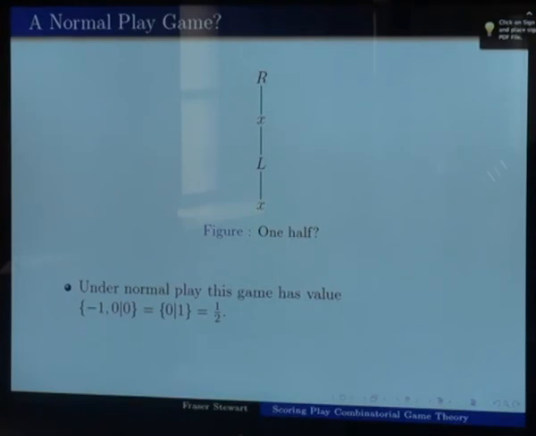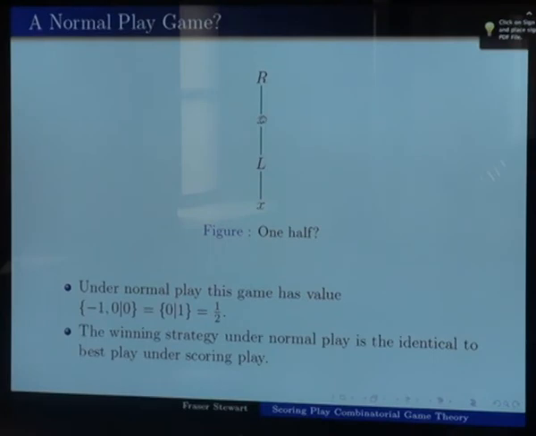And you notice the winning strategy under normal play is exactly the same as the optimal strategy under scoring play. Under normal play, left's winning move is just to take his left piece and move up here, because then right can't move, so left wins. Under scoring play, it's exactly the same. Left moves up here and gets X points, and right can't move, so left wins by X points. So the best strategy under normal play is identical to the best strategy under scoring play.